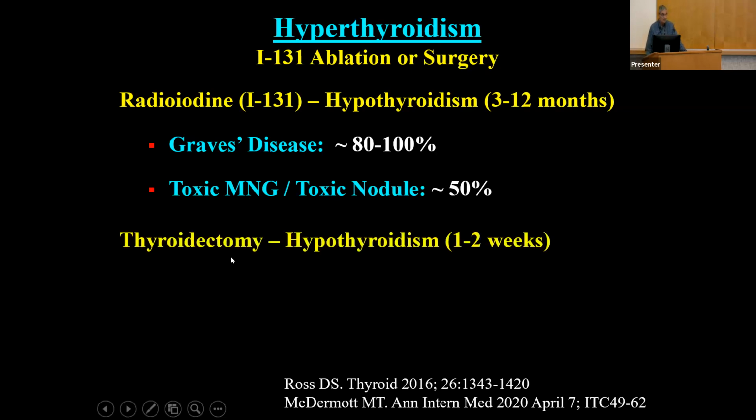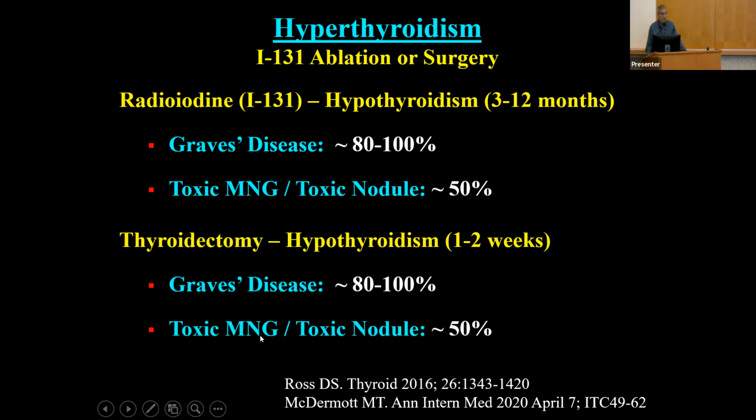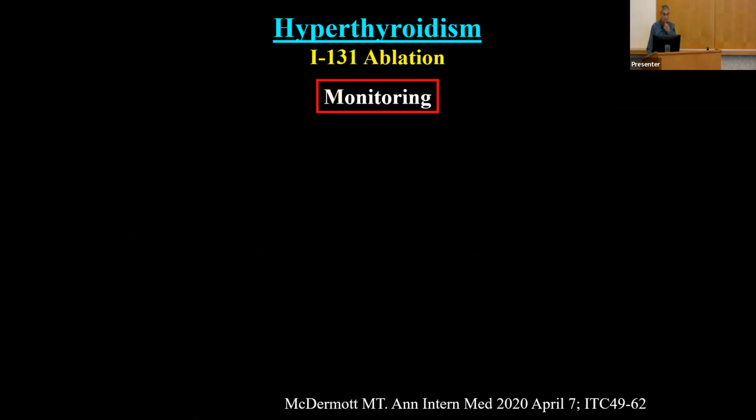Similarly, if you send a person for surgery, and with really big glands, sometimes that's your best choice, about 80 to 100% of people with Graves' disease are going to be hypothyroid because the surgeon's going to take the whole gland out. But they'll only take part of the gland out if it's toxic multinodular goiter or toxic nodule. So again, hypothyroidism only occurs in about 50% after radioiodine or surgery.